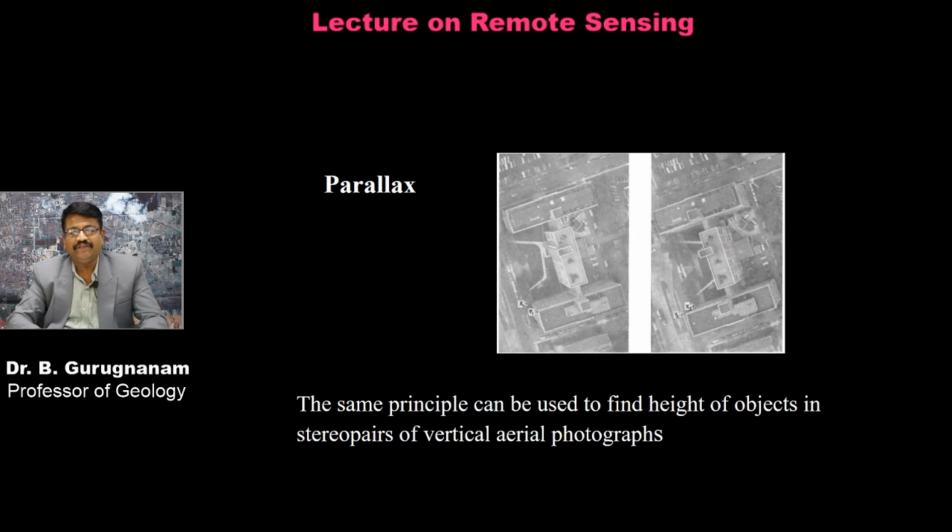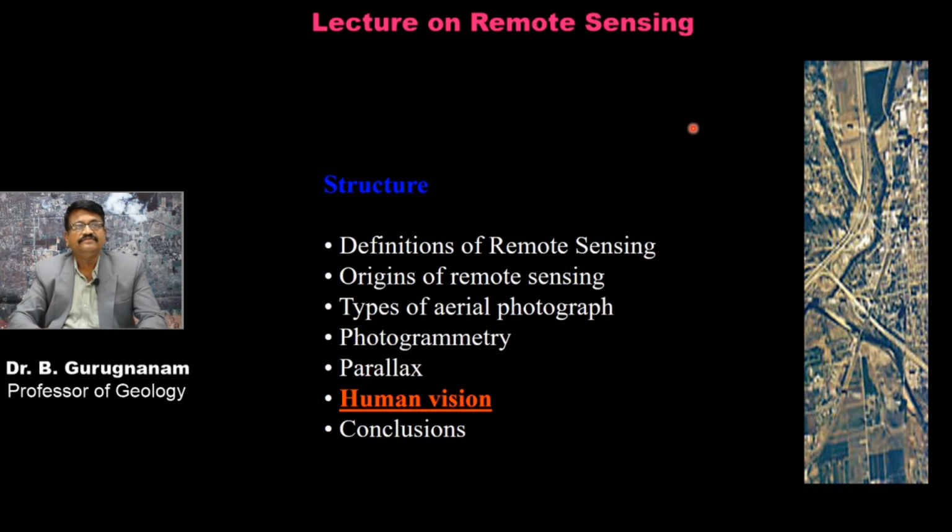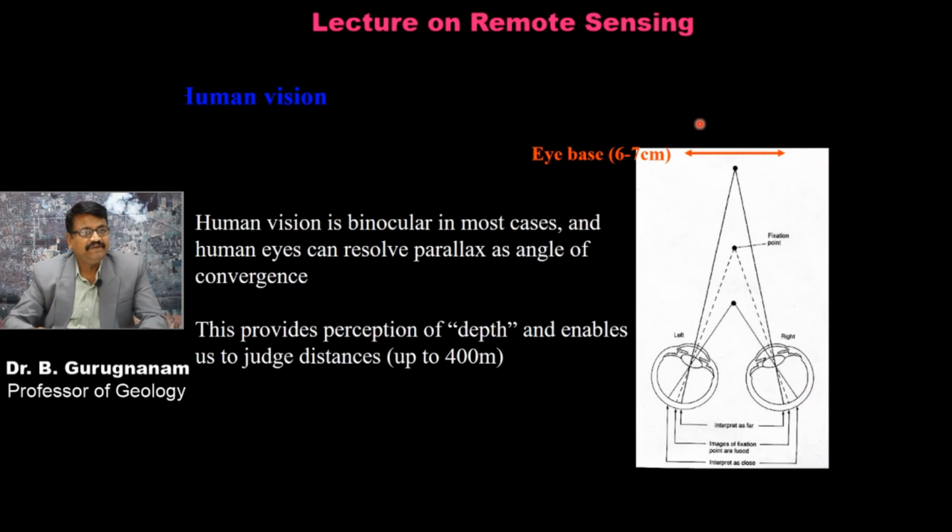So the height of the object can be taken by using this formula: the height of the aircraft and the absolute parallax difference being measured, giving the height of the building, and the difference of the height of the building with respect to the total height, which you will be able to get by using parallax. And we'll move to human vision, how human vision plays a major role for photogrammetry, for types of photographs, for aerial photo interpretation, and sometimes 3D satellite images also.